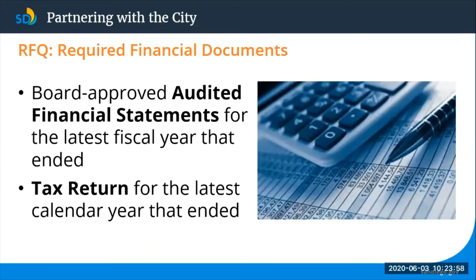There is also one other element in the request for qualifications process. We do require audited financial statements for the latest fiscal year that has been completed prior to the application, and a tax return for the latest calendar year. I shouldn't say or, it's and.